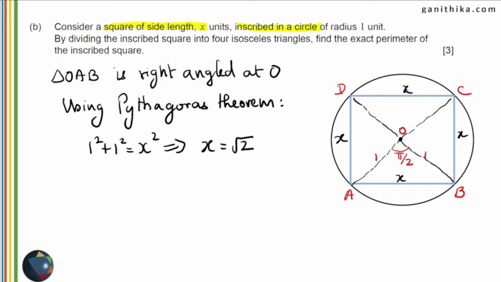So, x will be equal to square root of 2 using Pythagoras theorem, and therefore the perimeter of the square, the polygon here being the square, is going to be equal to 4 times x, which is equal to 4 times square root of 2. So, find the exact perimeter of the inscribed square is the question. If you want to find the perimeter of this square ABCD, it's equal to 4 times x, which is equal to 4 square root of 2.